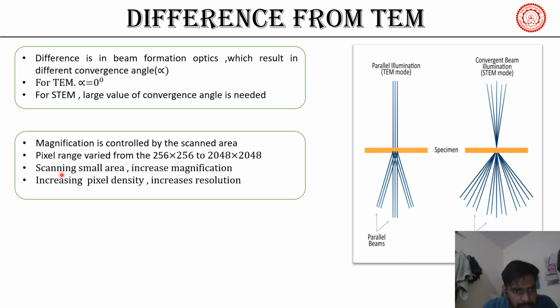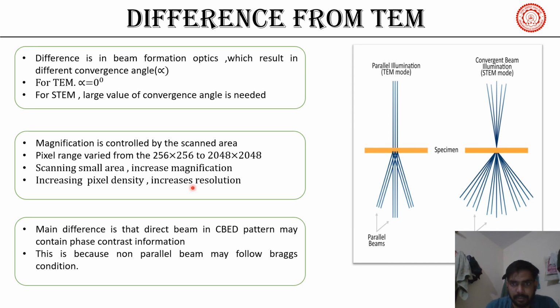In scanning, scanning a smaller area increases magnification, and increasing pixel density increases resolution. Now coming to the third portion, the main difference between STEM and TEM is that the CBED pattern may contain phase difference contrast. This is because non-parallel beams may follow Bragg's condition. Basically, in TEM we have parallel beams, so the chance of fulfilling Bragg's law is low. On the other hand, in STEM we have a convergence angle, so there are more chances of following the condition of Bragg's law.